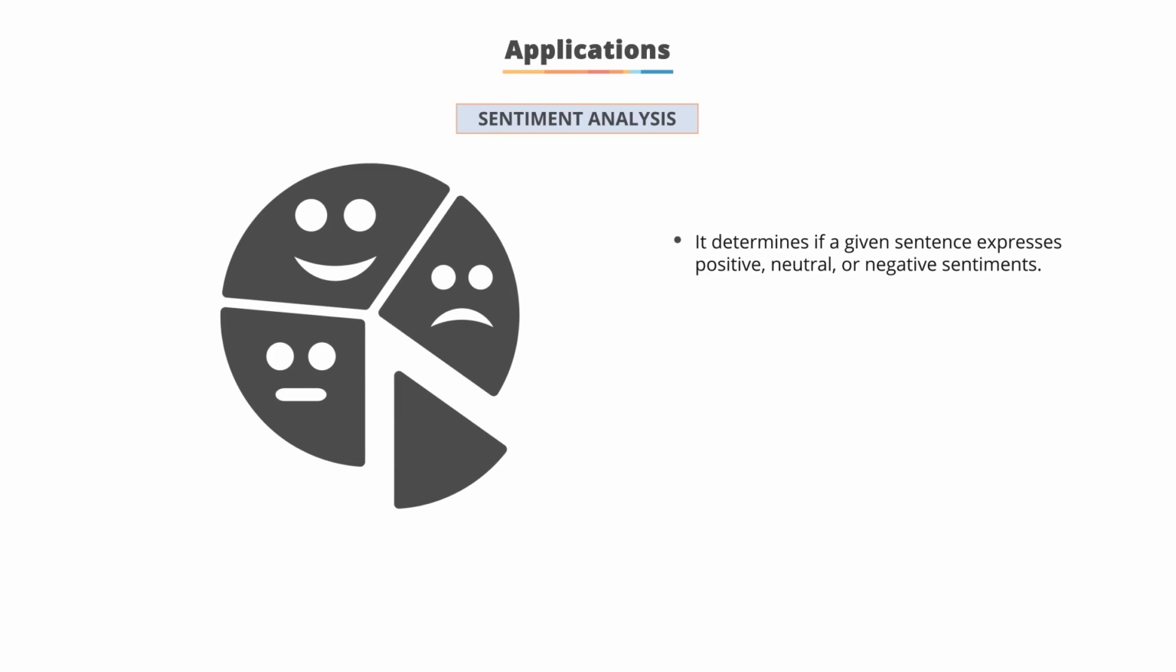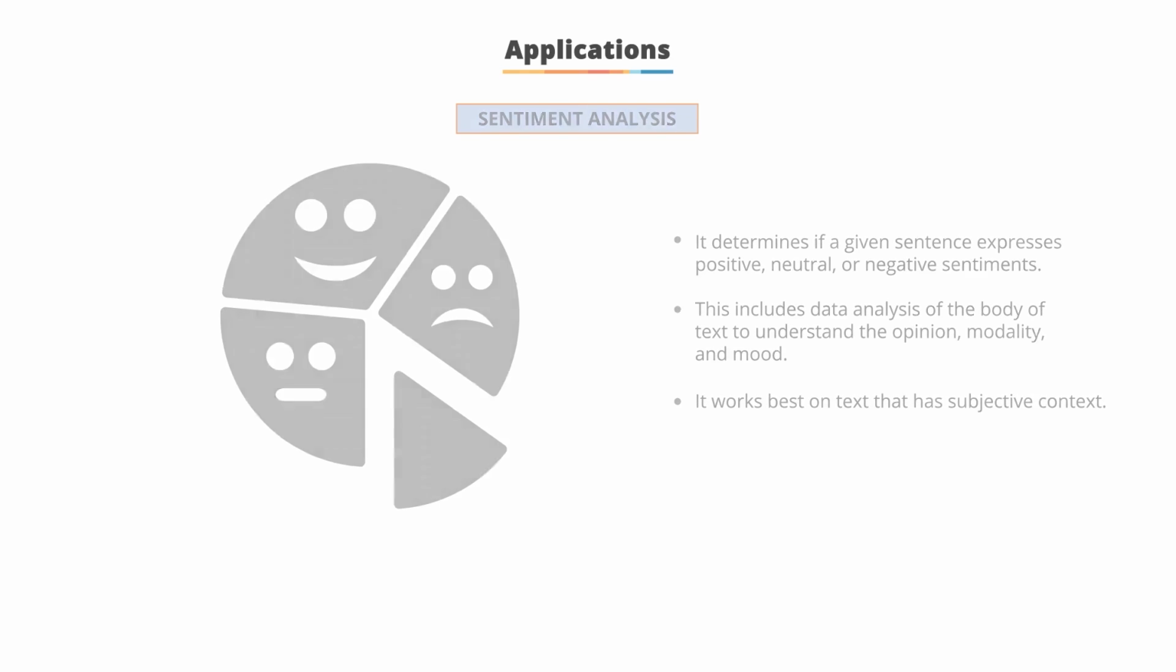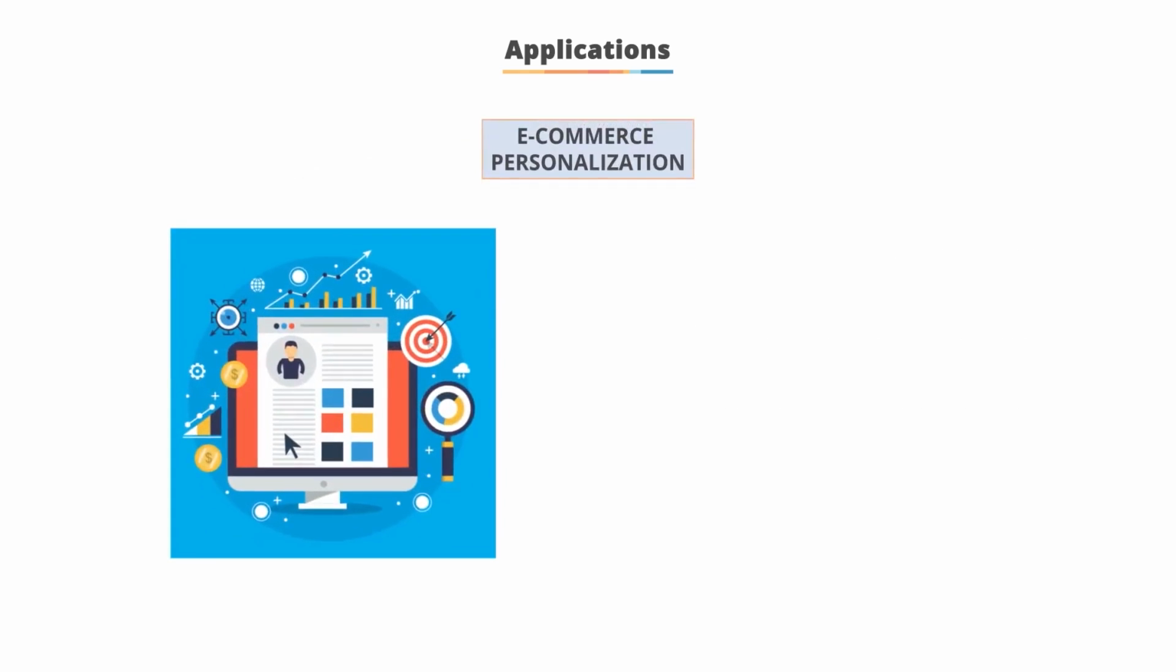Sentiment analysis. It is done in order to determine if a given sentence expresses positive, neutral, or negative sentiments. Sentiment analysis is one of the most popular applications of text analytics. The primary aspect of sentiment analysis includes data analysis of the body of the text for understanding the opinion expressed by it and other key factors comprising modality and mood. Usually, the process of sentiment analysis works best on text that has a subjective context than on that with only an objective context.